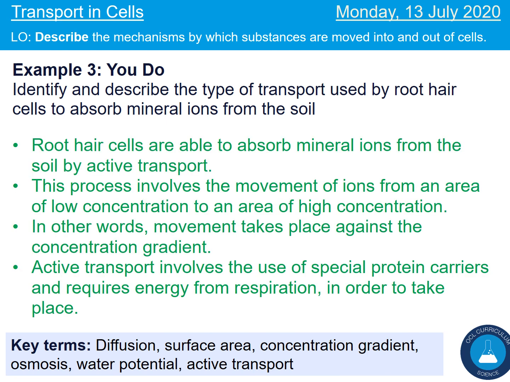And hopefully our answer looks something like this. Here we've identified active transport as the process by which mineral ions are absorbed. We know that this is the case because we have movement from an area of low concentration to an area of high concentration. In other words, our movement of ions takes place against a concentration gradient. In order to ensure that we access all marks, we want to refer to active transport as an active process, that is, it requires energy from respiration, and that this energy is used to drive the action of special protein carriers located in the membrane.